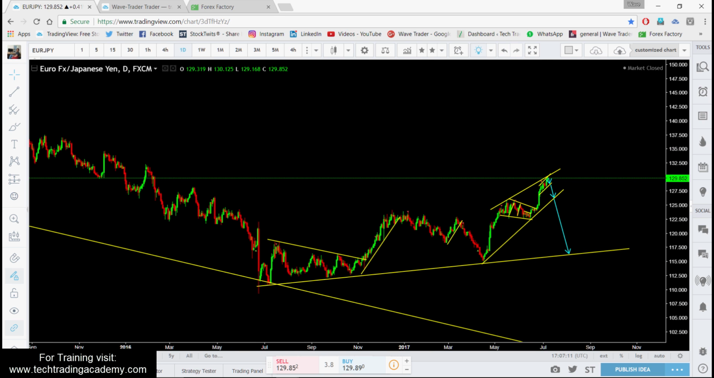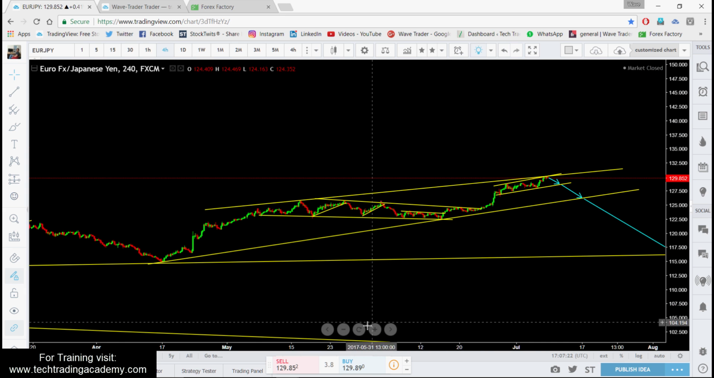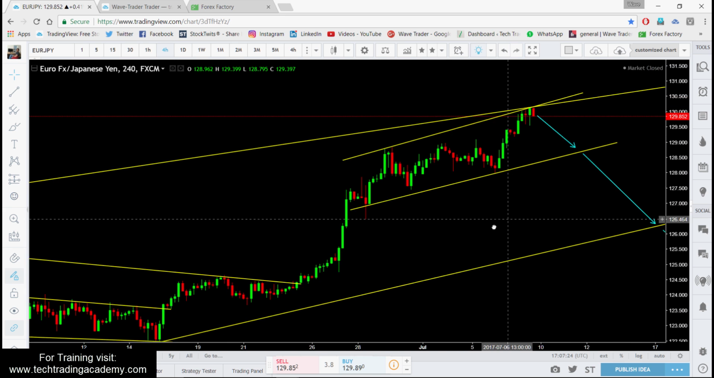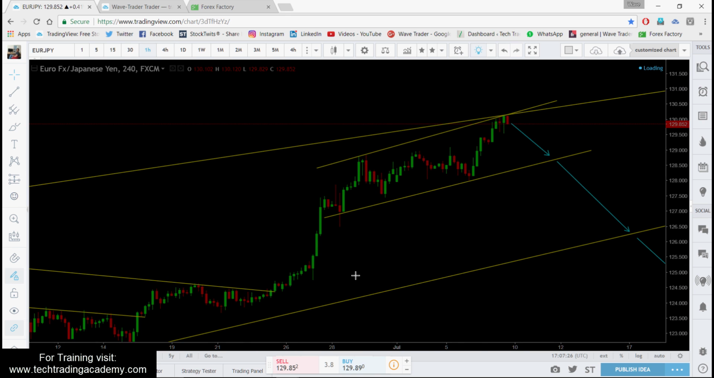All right, so I'm still looking for this pair to fall back to the bottom again because it has moved already a lot. So it has to come down. It has to come down. So let me look at the 1 hour time frame.